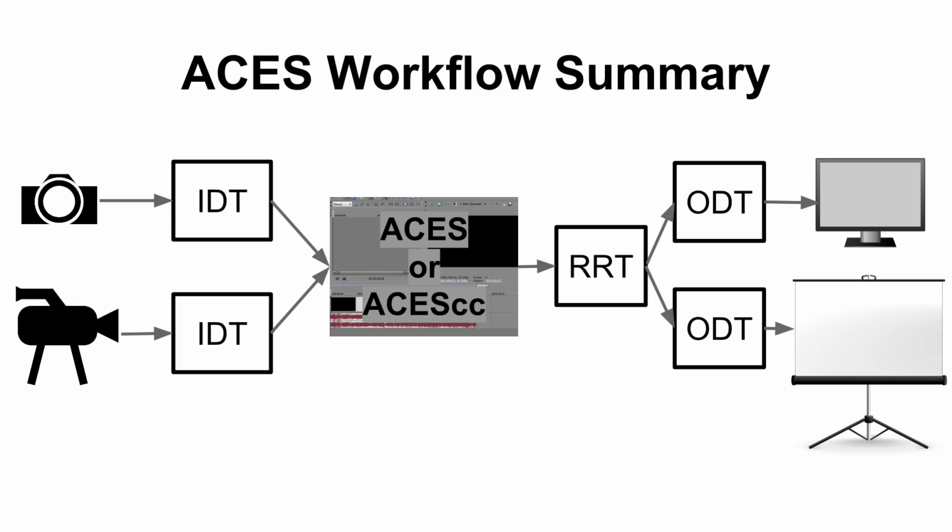This summary shows how all those components fit together. Each camera records in a color space specific to that camera, which the input device transform transforms into either the ACES or ACEScc working color space. The working color space is where you do all your editing, filtering, and compositing. Then to view the video, it goes through the reference rendering transform, which contains a standard film-like contrast curve, and then an output device transform specific to the type of output device you're using.